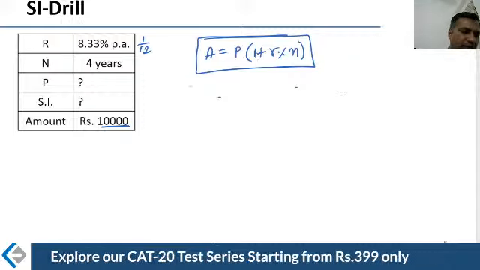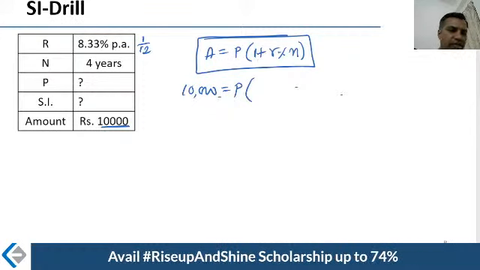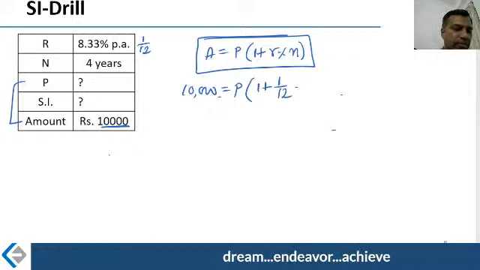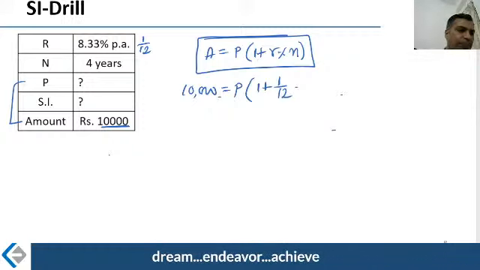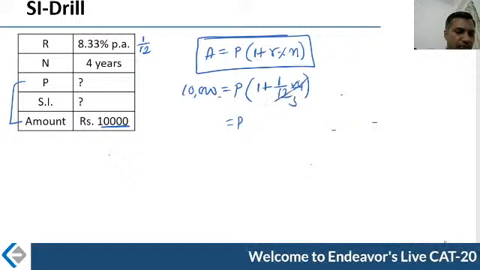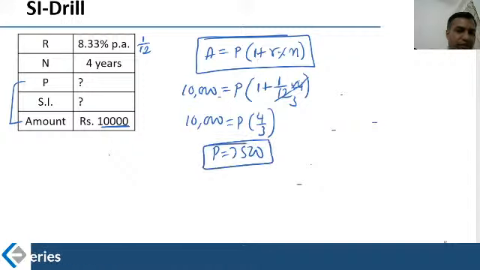Great. So the amount is how much? 10,000. I want to find my principal. Once I find my principal, the difference between amount and principal gives me simple interest. That's no big deal. Principal times 1 plus, what is R percent, friends? 1 by 12, since 8.33 by 100 is 1 by 12. And how long is it? 4 years. Therefore the principal times 4 by 3 is equal to 10,000. So 2,500 into 3, therefore the principal is equal to 7,500.